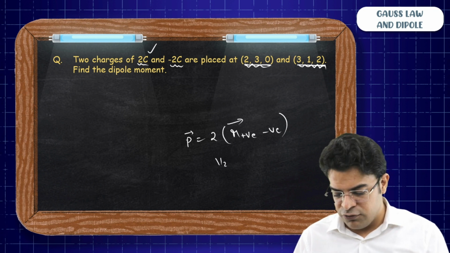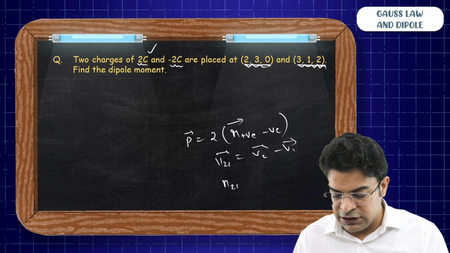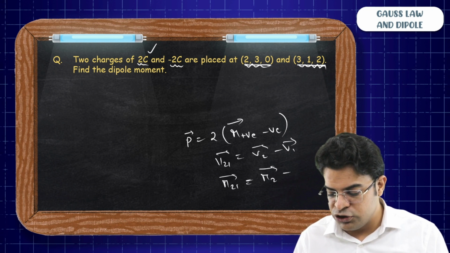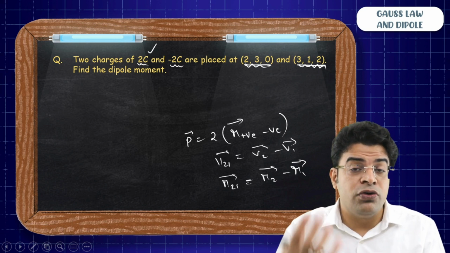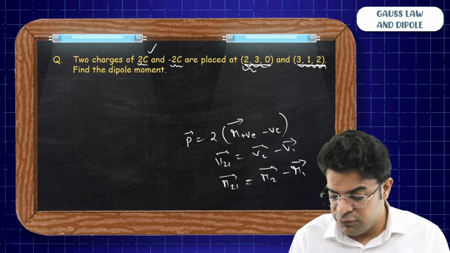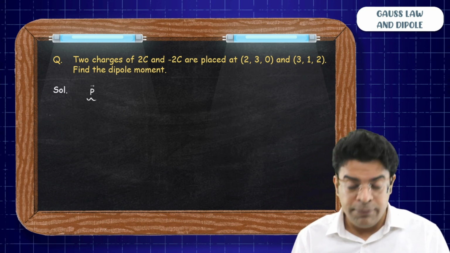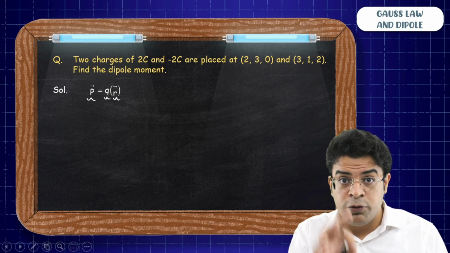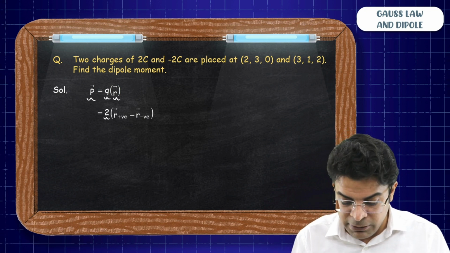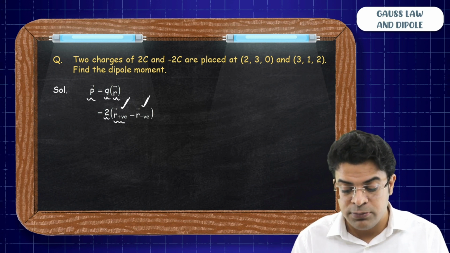Just like velocity of 2 with respect to 1 is v2 minus v1, position of 2 with respect to 1 is position of 2 minus position of 1. So position vector of positive charge with respect to negative charge will be nothing but position of positive charge minus the position of negative charge. So you will say the dipole moment vector will be equal to magnitude of charge times the position of positive charge with respect to negative charge. So magnitude of charge 2 times the position of positive charge with respect to negative charge, that will be position of positive charge minus the position of negative charge.